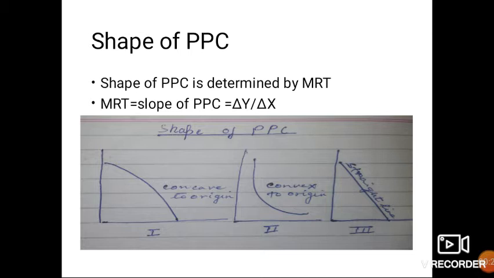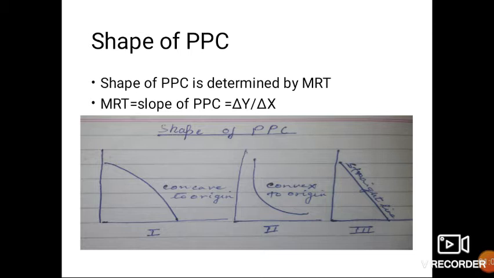Now, first of all, if you see in the graph, you will find three types of graph over your screen. First graph, it is concave to the origin. Second, convex to the origin. And third, straight line. You will find three types of curves in the diagram. Now concave simply means that as x increases, the y is decreasing but with a fast rate.